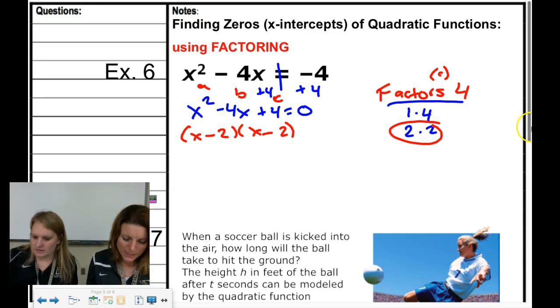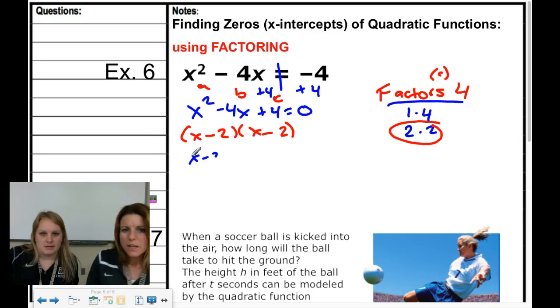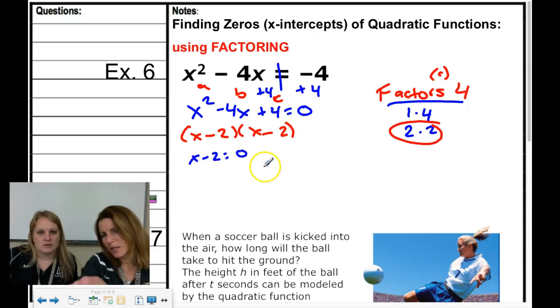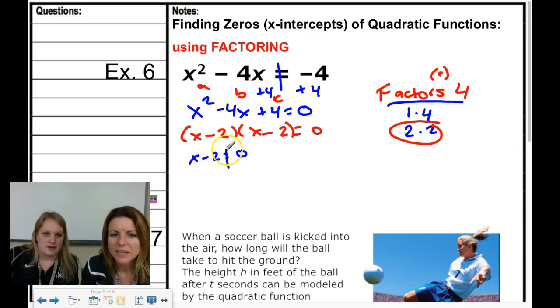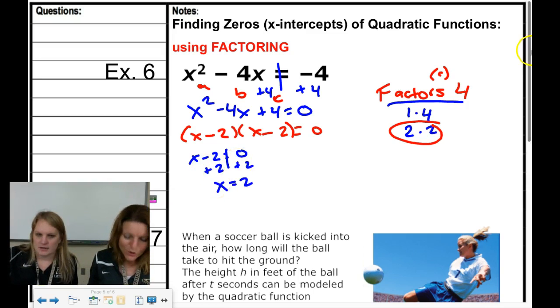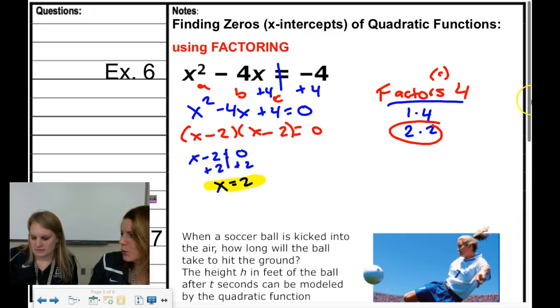Great. So now we set it equal to 0. x minus 2 equals 0. Make sure up there, we set that right there equal to 0. We solve. We add 2. We're going to get the same thing. So guess what? All you have to write is x equals 2. We don't have to do it twice.